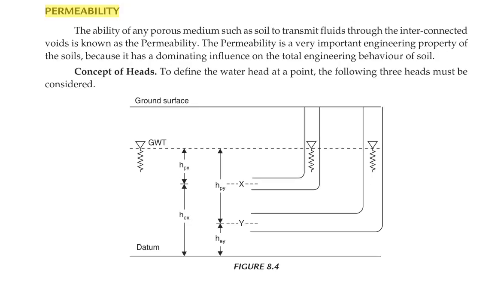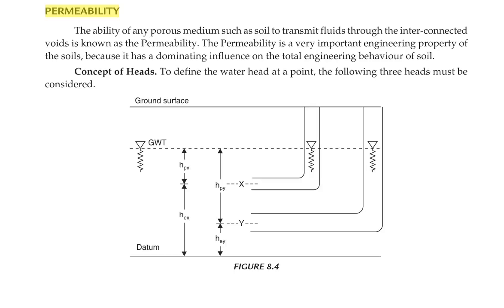Hello everyone. In this video we are going to see about the permeability of soil. The permeability is a very important engineering property of the soil because it has a dominating influence on the total engineering behavior of soil. The permeability is defined as the ability of any porous medium such as soil to transmit fluids through the interconnected voids.